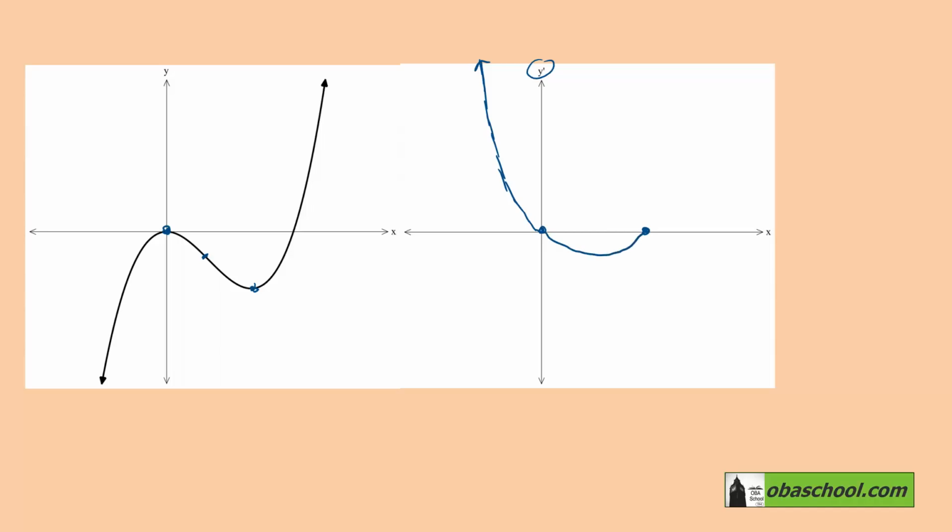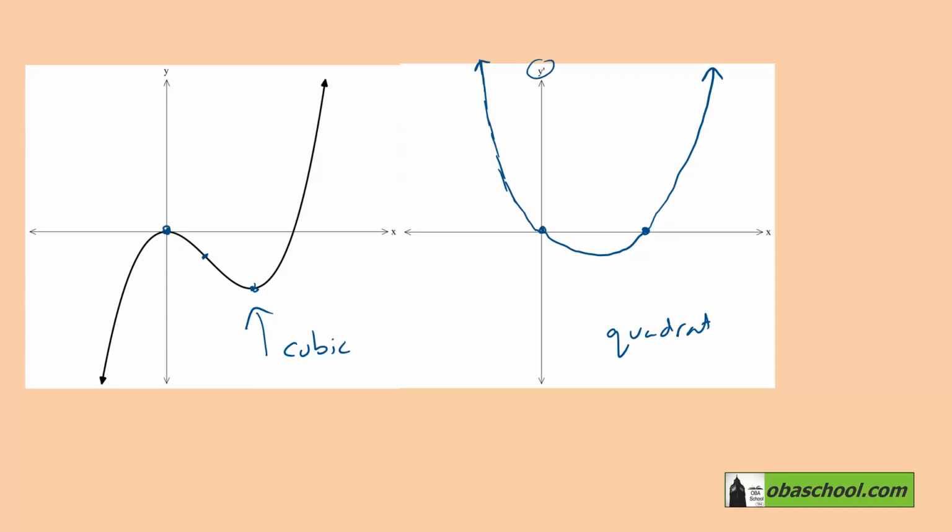So where it's most negative, it's further below the axis. And then here the gradient is positive again, and it's getting steeper, which means that the gradient function has a greater value.